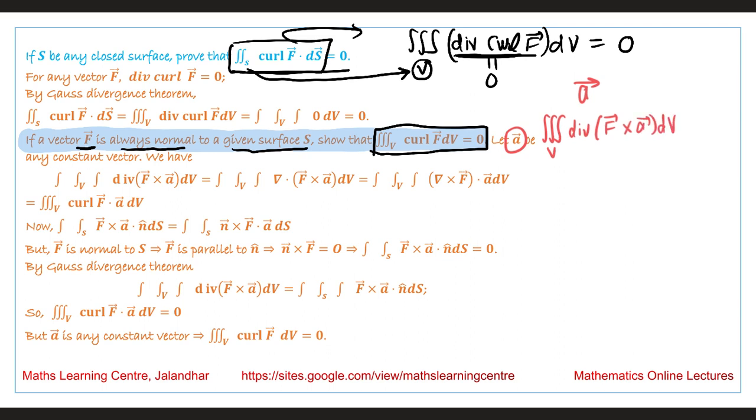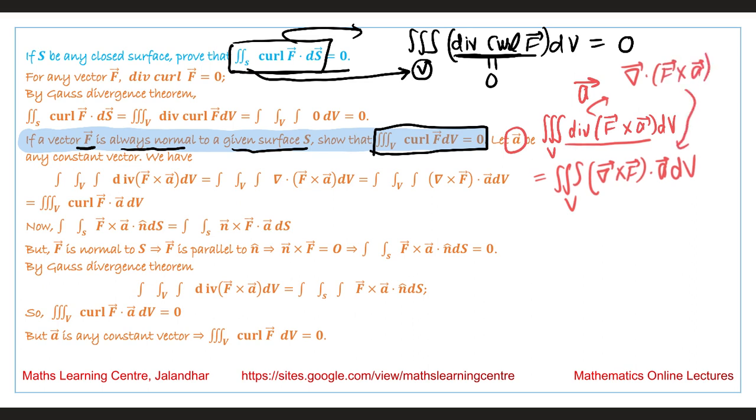We can write this as the triple integral over V of del vector cross f vector dot a vector dV. This is just like the triple product: del vector dot f vector cross a vector. This value is equal to the triple integral of curl of f vector dot a vector dV. Now look at this term over here.